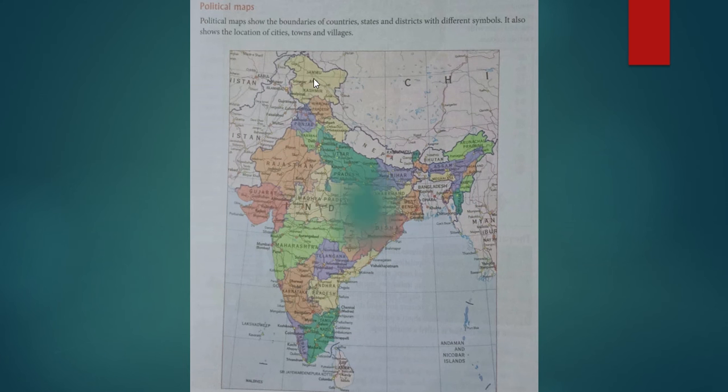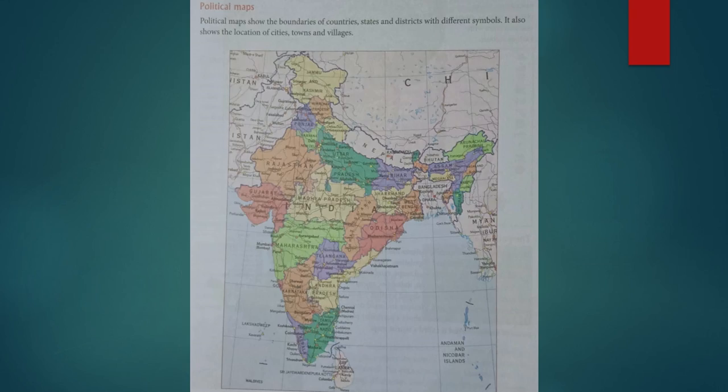Next picture is all about a political map. So political maps show the boundaries of countries, states and districts with different symbols. It also shows the location of cities, towns and villages. So as I already told you that in a physical map, we will get to know about the physiographic conditions such as plateaus, plains, mountains, oceans, river, etc.